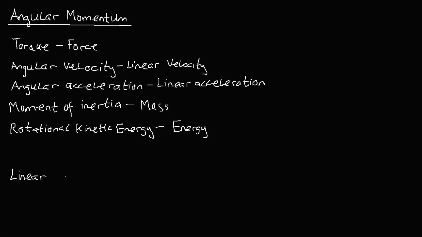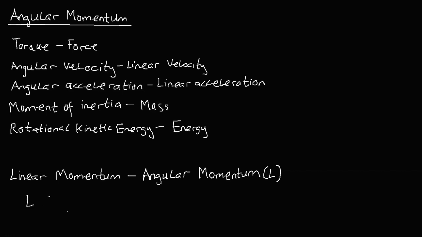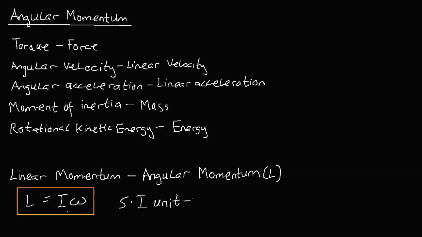The quantity linear momentum also has a rotational equivalent, and it's called angular momentum. For an object rotating about a fixed axis, the angular momentum is given by the object's moment of inertia about the axis multiplied by its angular velocity. The SI unit for angular momentum is kg meter square per second.